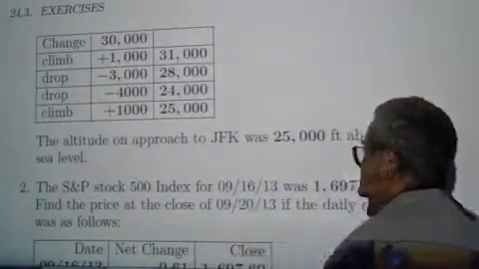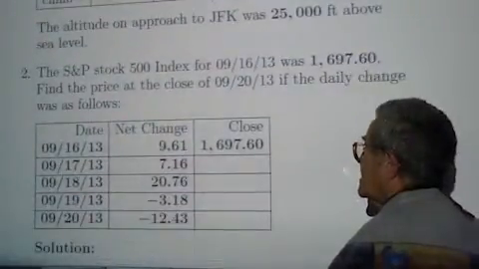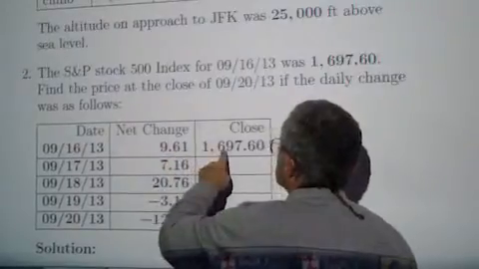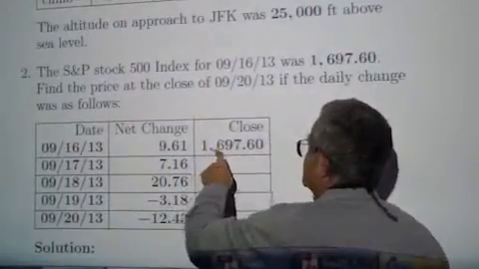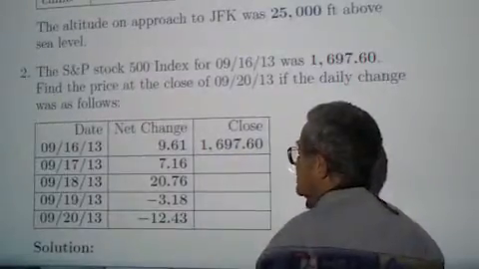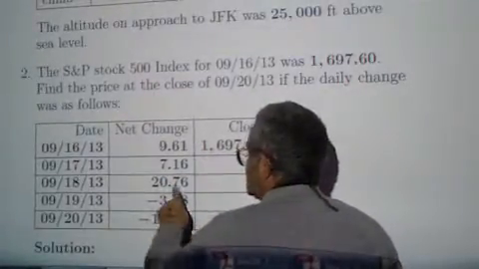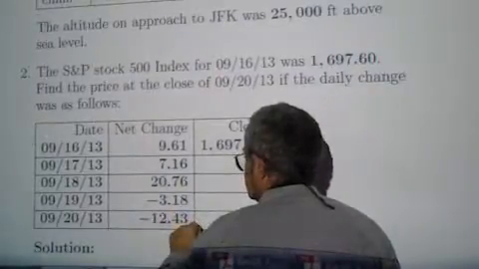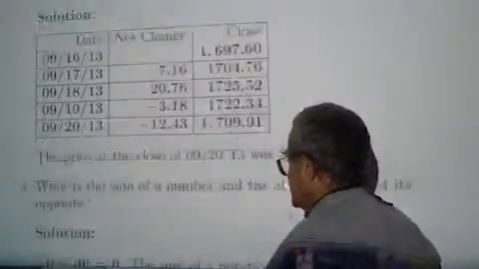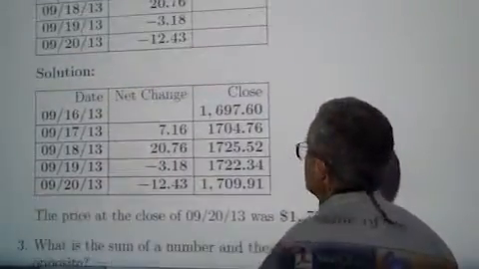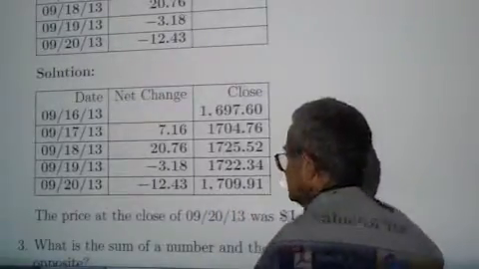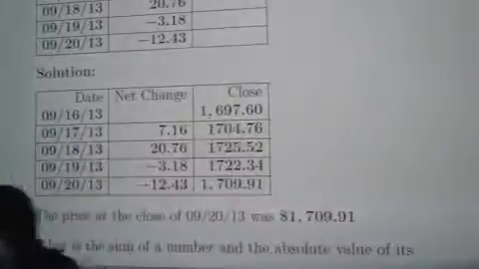Then the 500 stocks, we have a net change. We start with 9.61. That was a net change, and on the close of the day, we have $1,697.60. We add 710, we add 2076, we subtract 3.1, we subtract 12.43. I came up with 1,709.91. I'll let you look at that quickly.